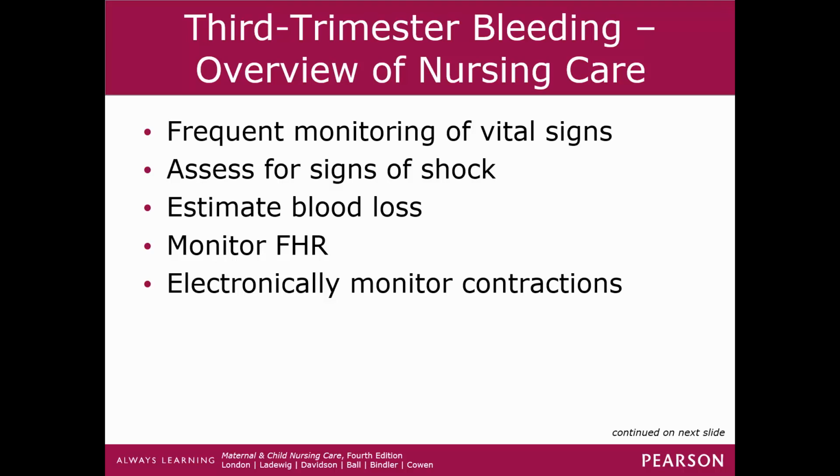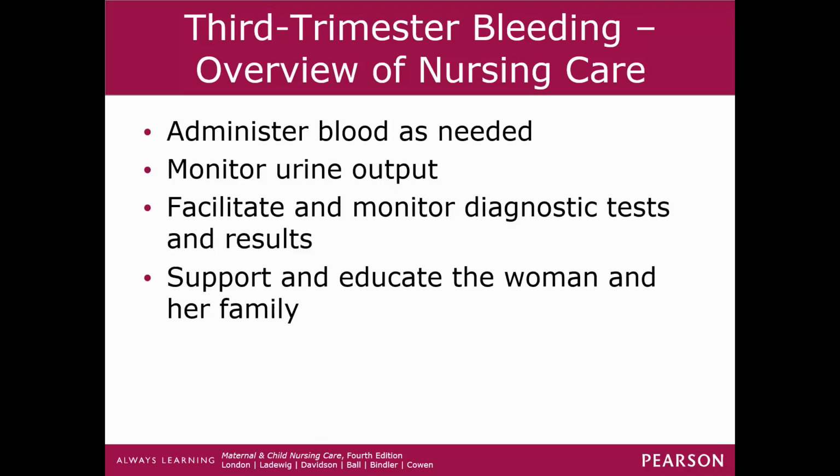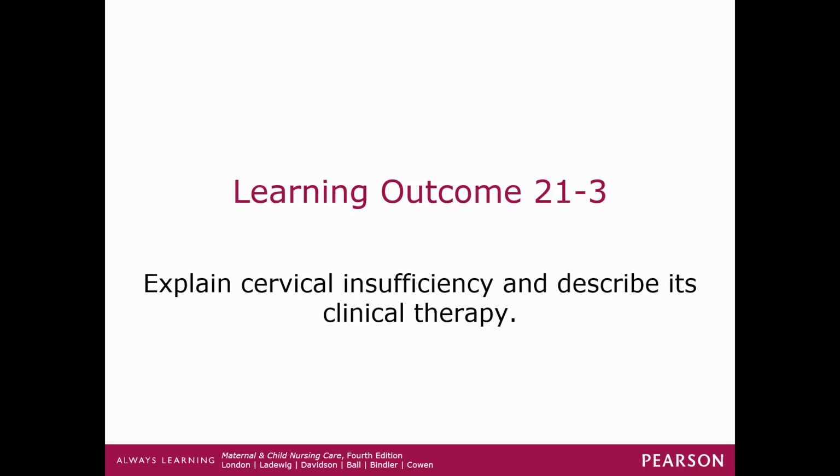So with any bleeding issue, we're going to be doing vital signs, monitoring vital signs, of course assessing for shock, estimating our blood loss, monitoring our baby continuously, monitoring contractions, administering blood if we need to. We're usually going to have a Foley in a person who has a bleeding issue so that we can monitor urine output. And then deliver when necessary.